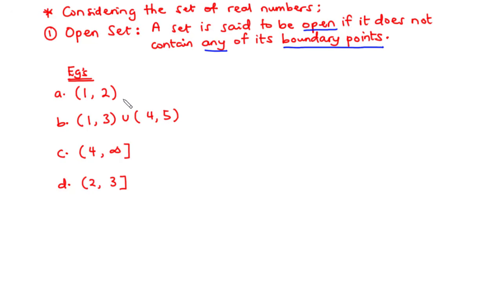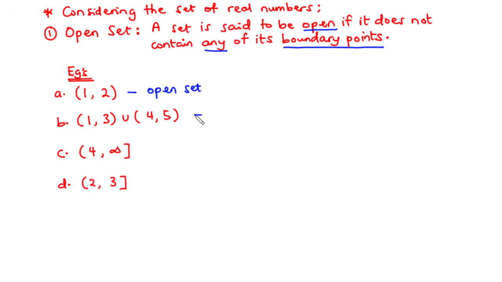Now the condition for a set to be open is such that if it does not contain any of its boundary points, then we say that that interval is open. Now looking at this open interval, you realize that 1 and 2, which are boundary points, are not part of the set. Hence we say that this is an open set, simply because the boundary points 1 and 2 are not part of the set.